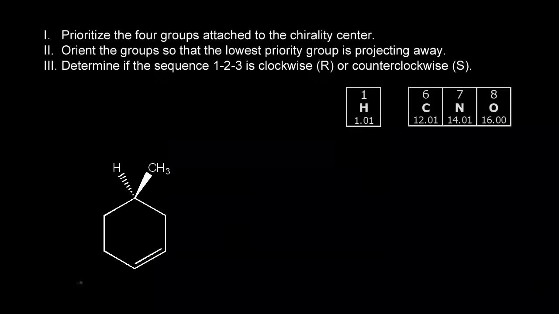Let's get some more practice with the RS system. So we'll start with this compound right here. We already know from earlier videos that this carbon is a chiral center. So let me go ahead and redraw everything because it's going to help us assign a configuration. So that's that carbon. We have a methyl group coming out at us.